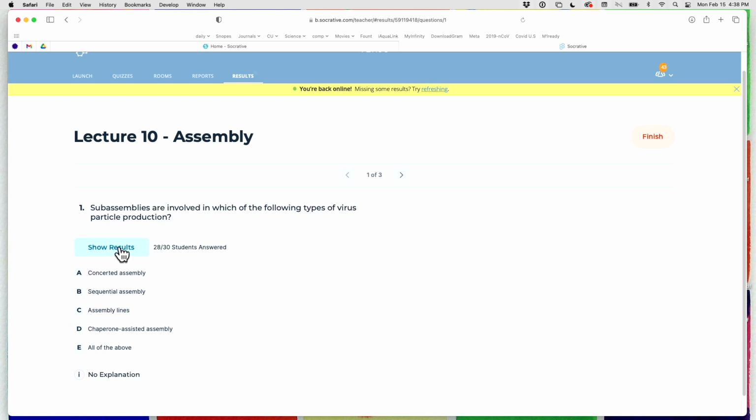How did we do? Got all the above. That's right. Sub-assemblies are involved in which of the following types of virus particle production? Concerted assembly, sequential, assembly lines, chaperone-assisted, all of the above. Sub-assemblies are involved in all of these aspects.